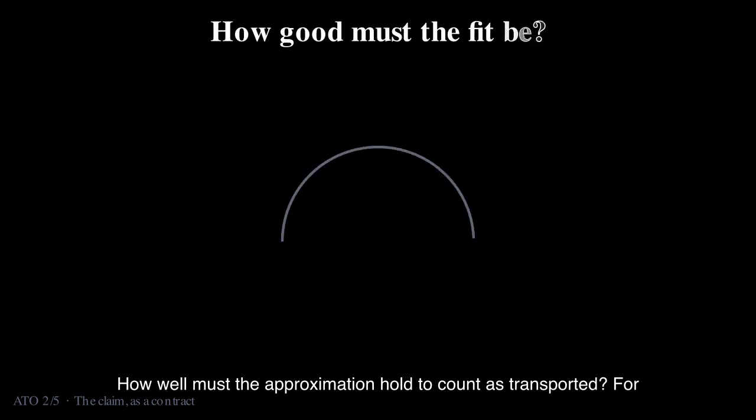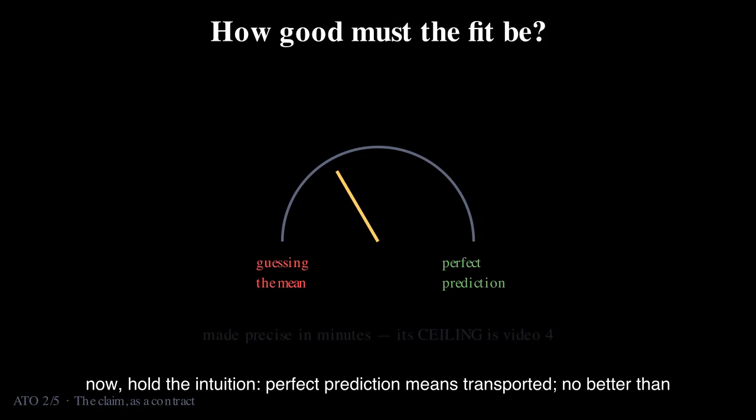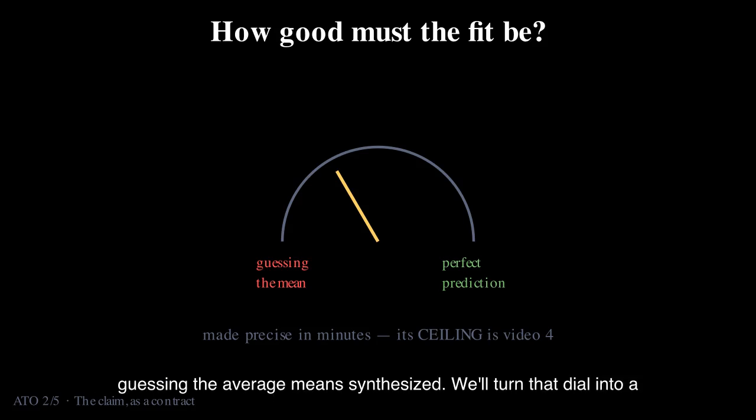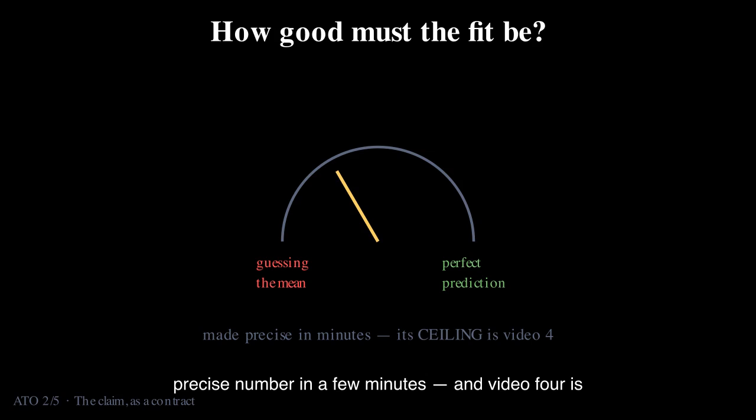How well must the approximation hold to count as transported? For now, hold the intuition. Perfect prediction means transported. No better than guessing the average means synthesized. We'll turn that dial into a precise number in a few minutes, and video 4 is entirely about where the dial can reach. Now, test number 1.